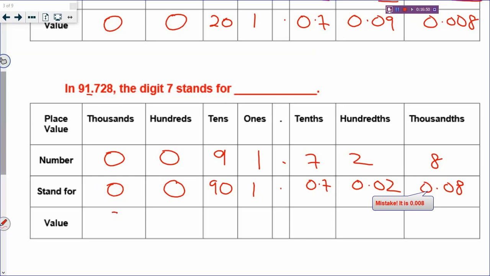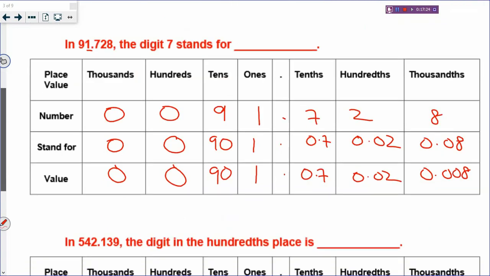Alright, and how about value? Value is the same as stands for. The value of the digit 0 is nothing, and the value of the digit 0 in the hundreds place is also nothing. The value of the digit 9 is 90 and 1. And what's the value of the digit 7? 0.7. And the value of the digit 2 is 0.02, and the value of the digit 8 is 0.008. Okay, so stands for and value refer to the same answers.